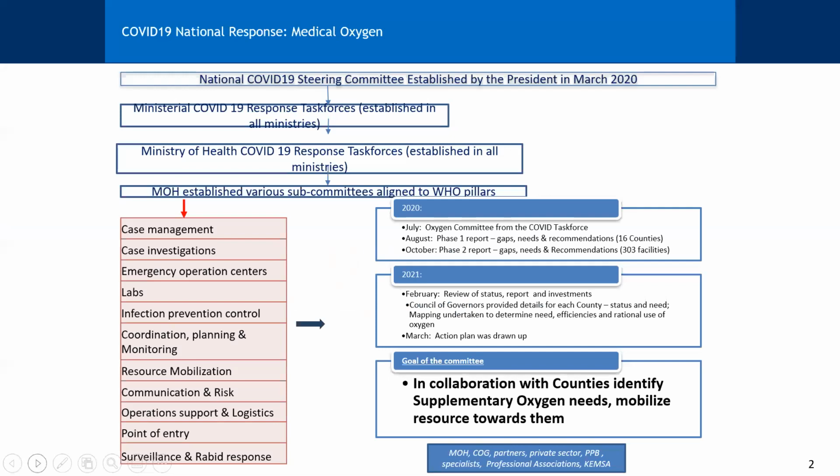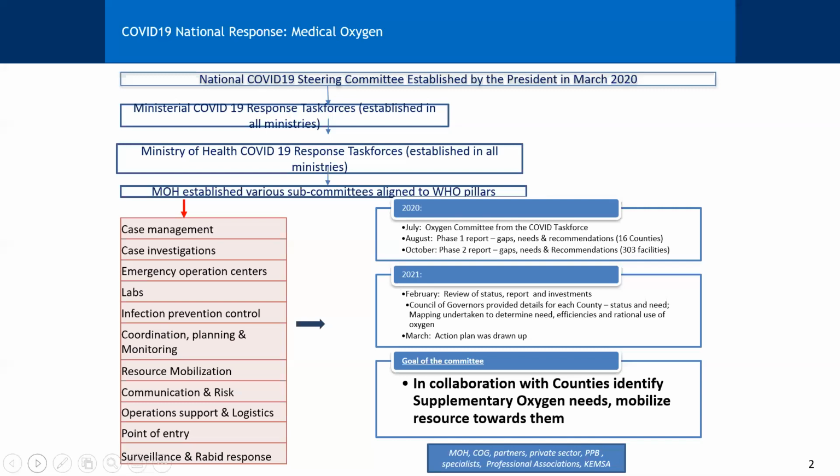the Oxygen Committee really was established as a result of some of the issues of starting to think about oxygen last year from the COVID task force. And I think the key point to make here is that our primary goal is to work in collaboration with the counties to identify supplementary oxygen needs and mobilize resources towards these needs, because the mandate of delivery of oxygen, which is delivery of healthcare, remains with counties.